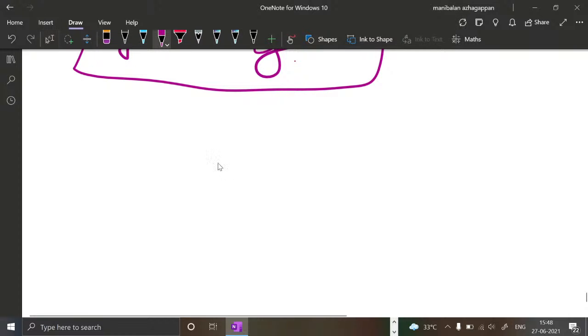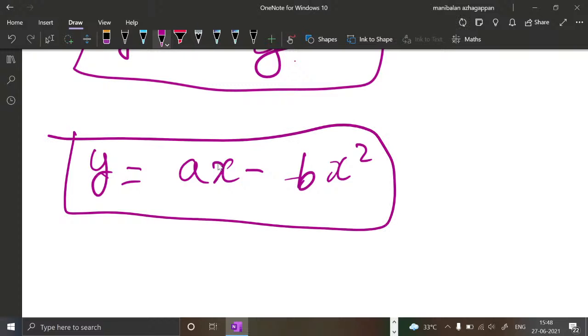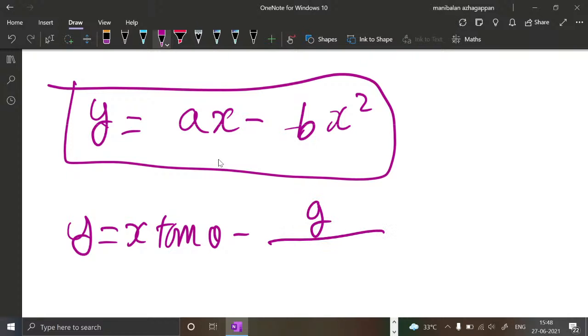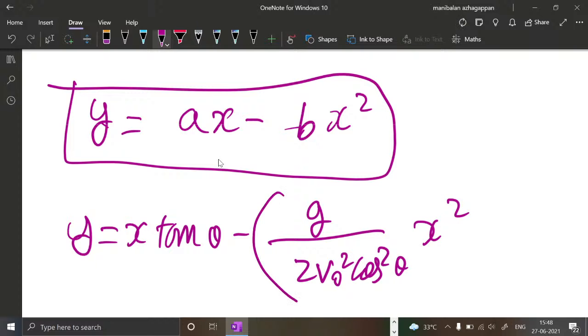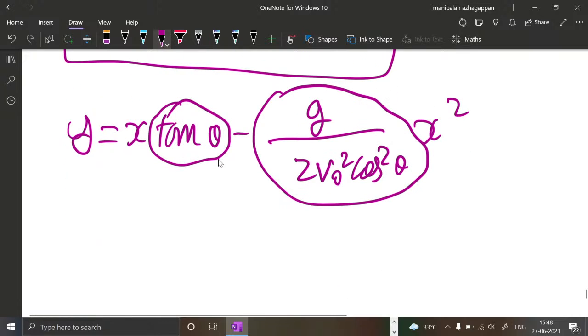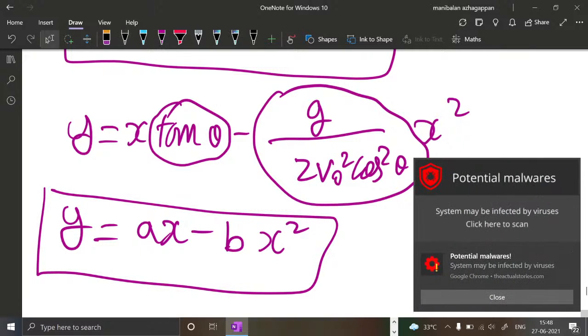Next thing, trajectory equation. The trajectory equation is very important. It is proved to be a parabola: y is equal to ax minus bx square. If you prove this, it is going to be a full parabola. Here we got y is equal to x tan theta minus g divided by 2 v naught square cos square theta times x square. This whole coefficient we take as b, this we take as a. So we get y is equal to ax minus bx square. If you get this, it is full projectile motion.